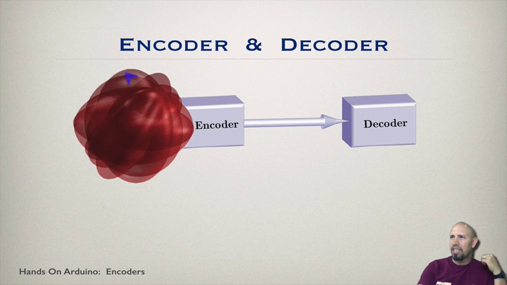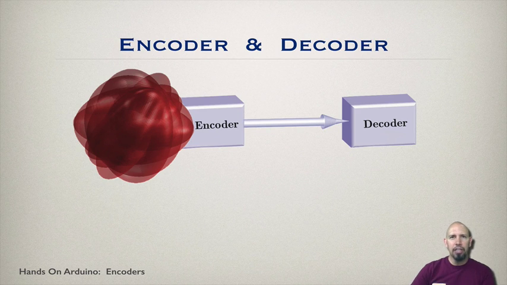This red guy over here is just showing that you have something that's kind of nebulous, from which an encoder gives you crisp information, and then the decoder is able to extract that information and make it useful for whatever purposes we're going to be working with. So that's the encoder and the decoder.